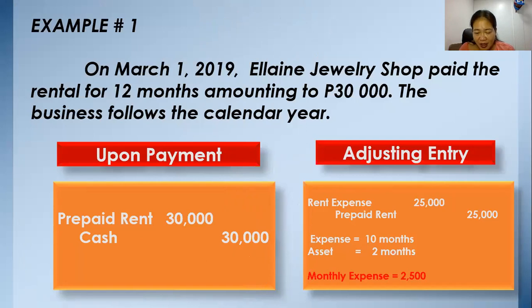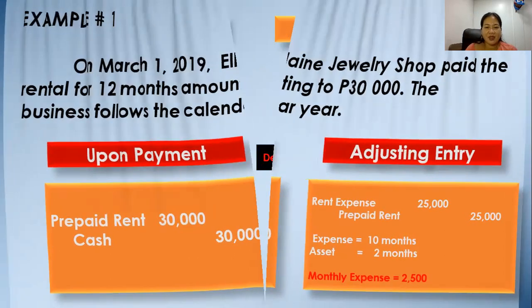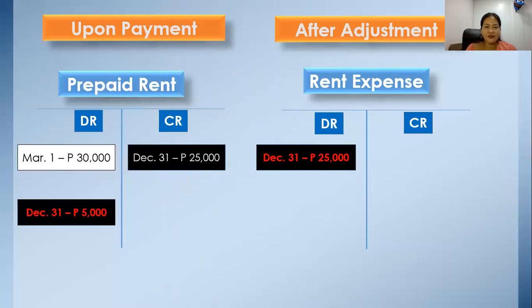For the adjusting entry, we will be recognizing the expense portion since what existed is an asset account. So for you to adjust, you recognize the expense. So it's a debit to expenses, so rent expense, 25,000, and reduce the prepaid rent, 25,000. So this is the same computation as last time, no? Expense is 10 months and asset is 2 months, at a monthly expense of 2,500.